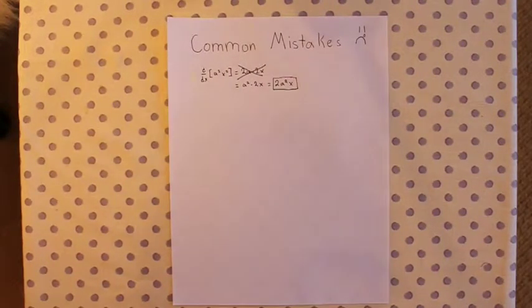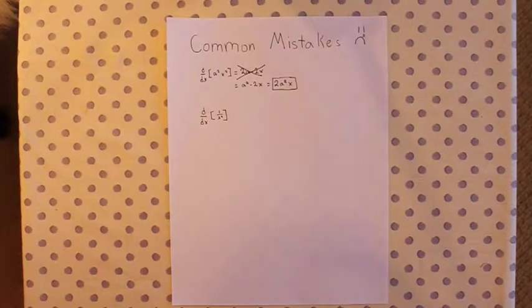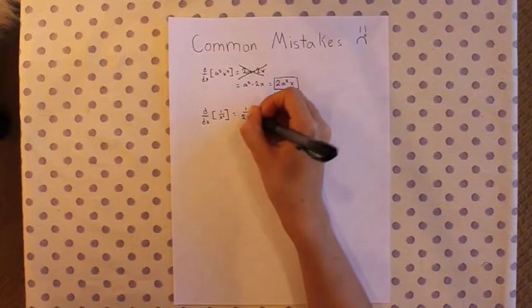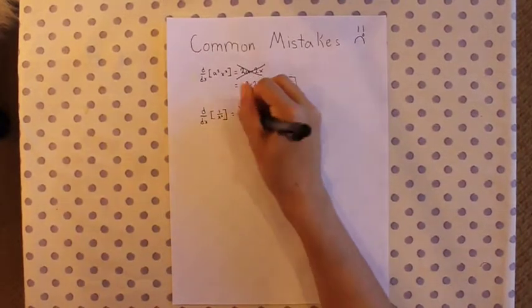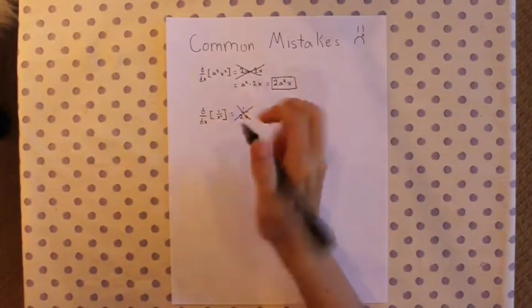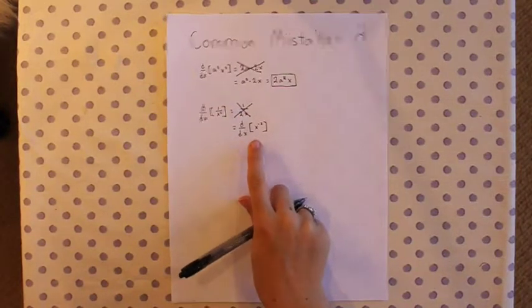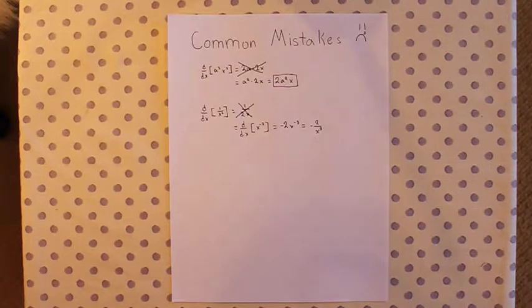Another common mistake would be not bringing x to the numerator if you were taking the derivative of 1 over x squared, for example. Some may do 1 over 2x and call that their final answer, but that is very wrong. What you have to do is bring x squared to the numerator, making that the derivative of x to the -2, which is equal to -2 over x cubed.